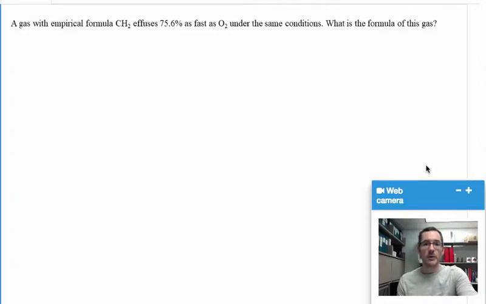A gas with empirical formula CH2 effuses 75.6% as fast as oxygen under the same conditions. What is the formula for that gas? So if we recall back to what we know about Graham's relationship, we know that the rate is going to be proportional to the square root of 1 over the molar mass of that gas.